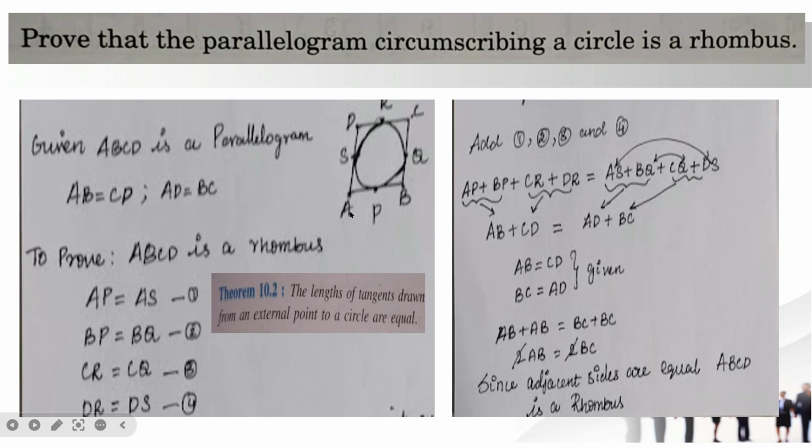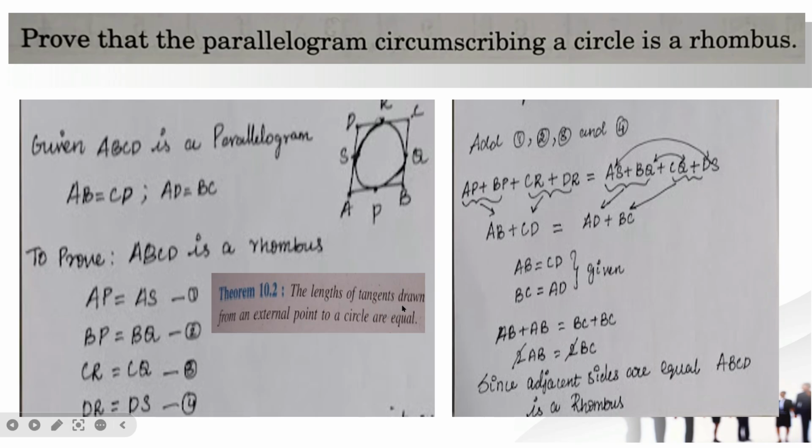For a parallelogram, opposite sides are equal, right? So you can write AB equal to CD, AD equal to BC. They are asking us to prove ABCD is a rhombus. They have given that it is a parallelogram, and it has a circle inside, and they are asking us to prove it is a rhombus. After writing 'to prove', you just write this proof.